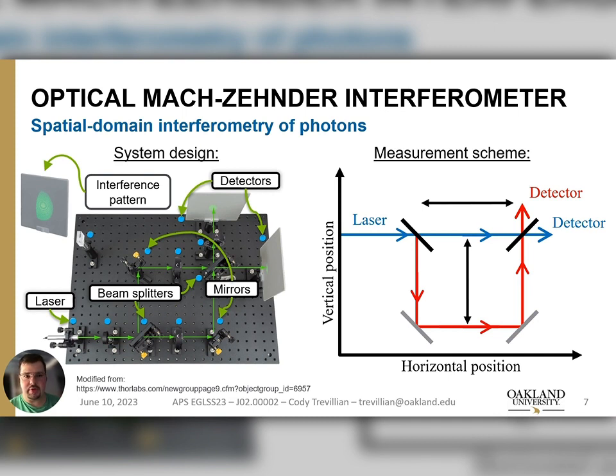process. So on the left you can see a system design for an optical Mach-Zehnder interferometer, and on the right is a measurement scheme. And so while a direct analog in the spatial domain would be possible, propagating magnons have shorter lifetimes than would be useful for study. So instead, with magnons, we can utilize interference in the temporal domain.